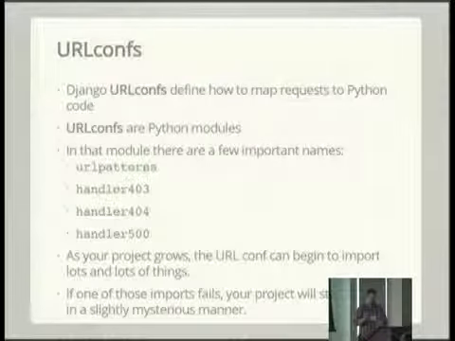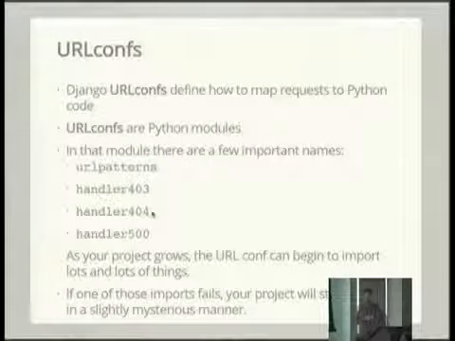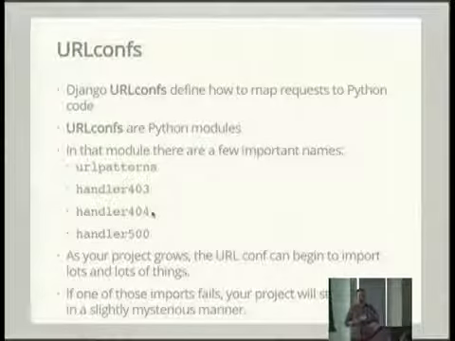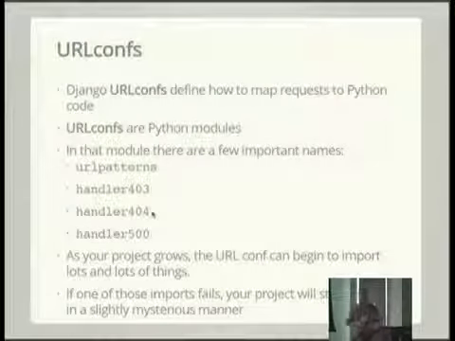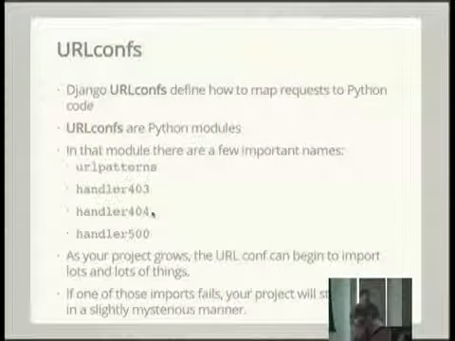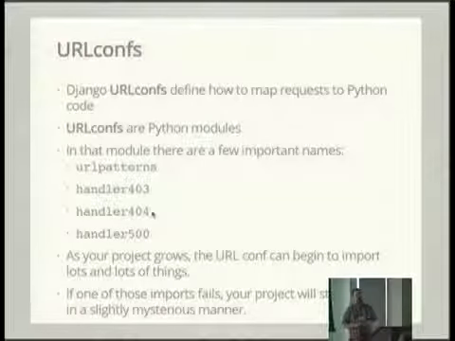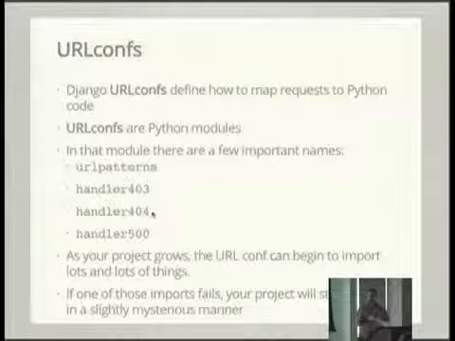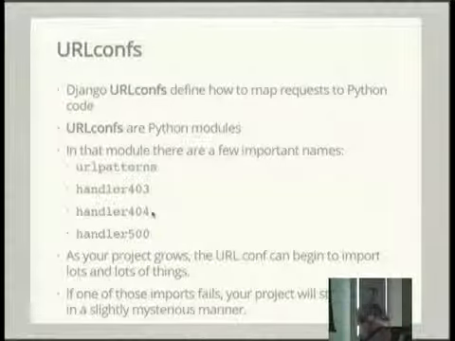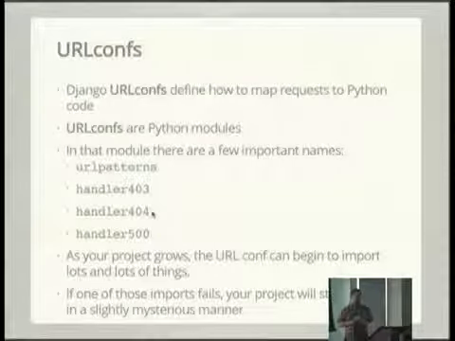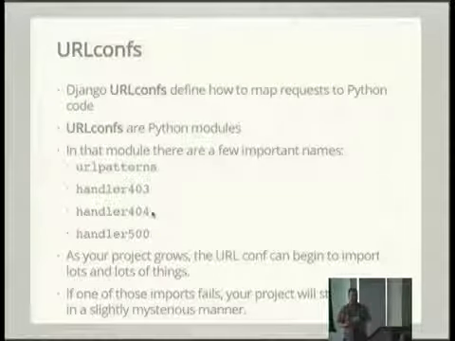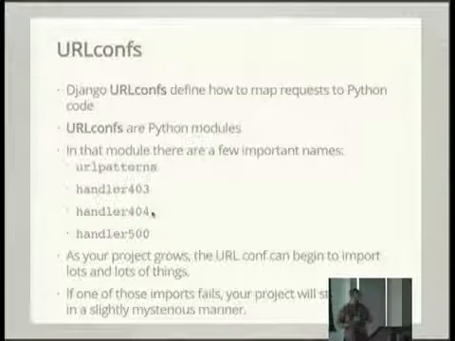I mentioned that the urlpatterns name is actually important. There are special names you can put in this module to make Django behave more pleasantly when something goes wrong: handlers for 403s, for access denied, for 404s, not found, and for 500s, server errors. These all just point to views. The important thing here is that they should be really, really simple, because you've already had an error occur or something go not quite right, and you don't want another one.